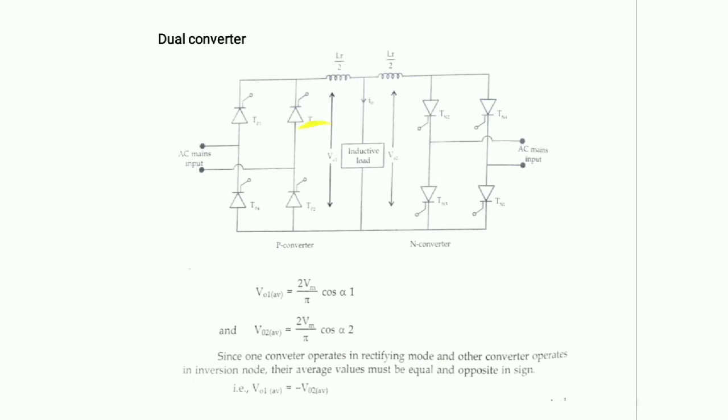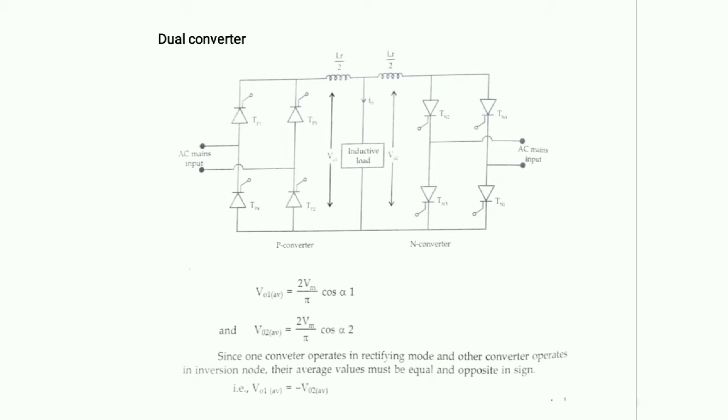This is the diagram of the dual converter circuit. There are two types of converters, the P type converter and the N type converter. The P converter operates in rectification mode, that is, its triggering angle is less than 90 degrees, and it has the output voltage VO1. The N type converter is in the inversion mode, whose angle alpha is greater than 90 degrees, and it has an output of VO2. Hence the output VO2 of the N converter is negative.